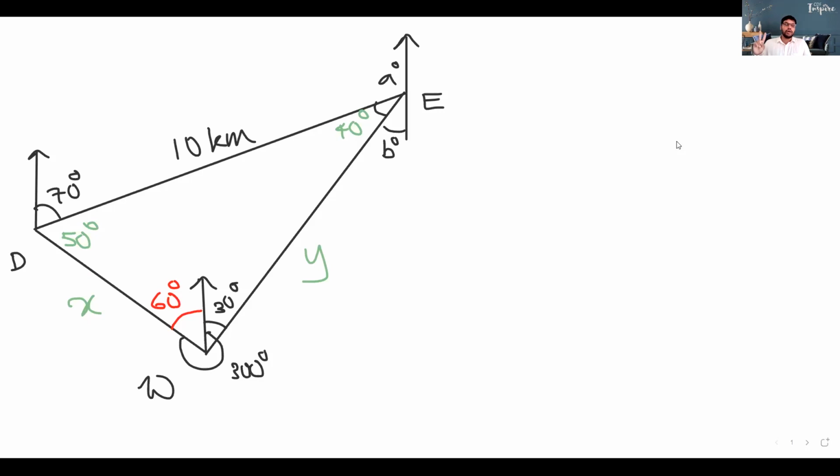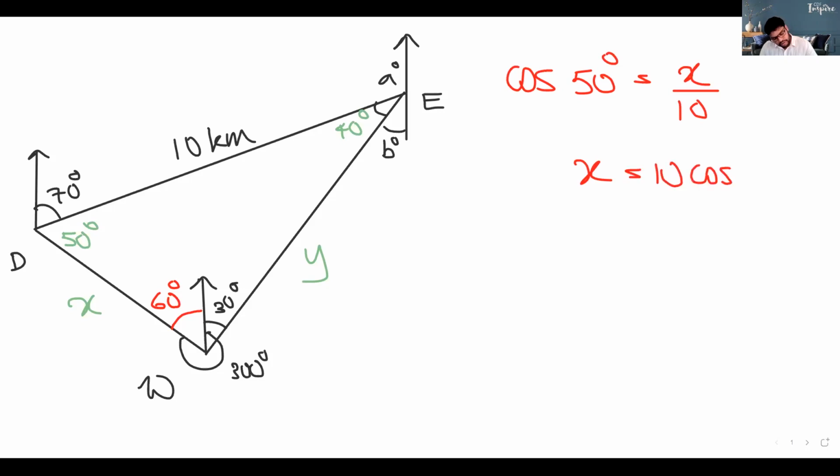So you can work it out one of two ways, by taking sine or cos. Let's say you consider the 50-degree angle. Then you can take cos: cos 50 degrees is x over 10, adjacent over hypotenuse. So x is going to be 10 cos 50. Children, type 10 cos 50 and check what the answer is. Or you can do it another way.